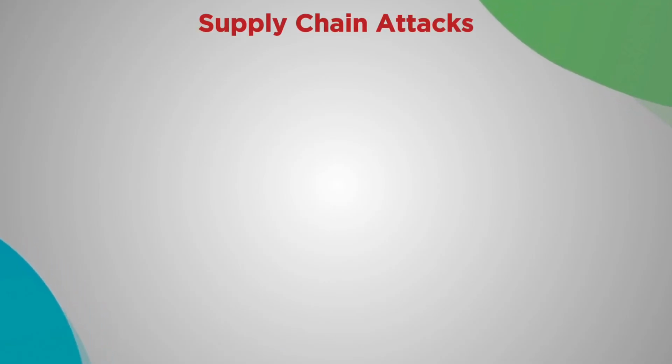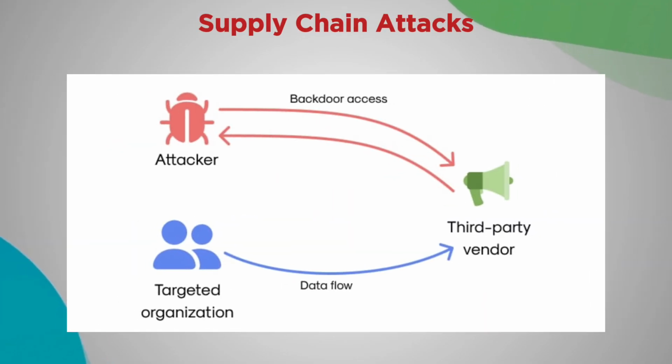Next, we have the supply chain attack. A supply chain attack is a cyber attack that uses an organization's suppliers to gain unauthorized access to its system or data. These attacks are also known as value chain or third-party software attacks. Attackers infiltrate software or hardware supply chains to introduce malware or backdoors. Always ensure the systems are secure.